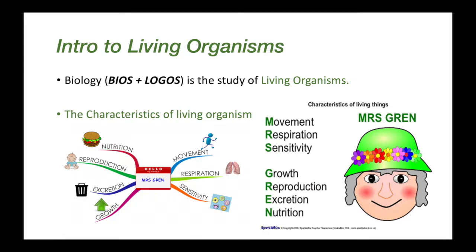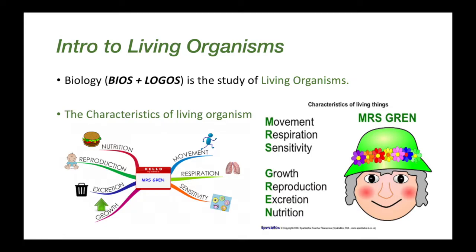Another characteristic is growth. So they grow, which is a permanent increase in the size and complexity of the organisms. And lastly, they reproduce. Reproduction is a process by which living organisms generate new individuals of the same kind as themselves. There are 2 main types of reproduction. You have asexual reproduction, which requires only one parent, and then you have sexual reproduction, which requires 2 parents.